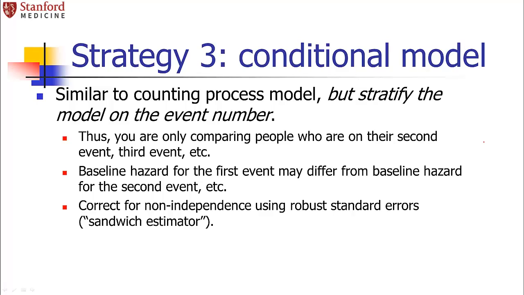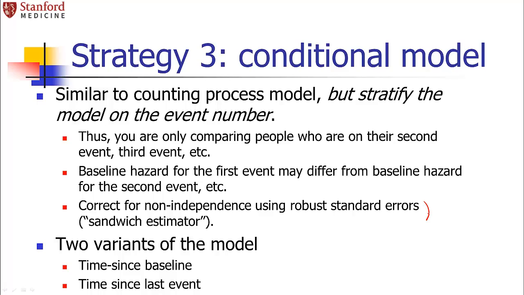That's easy to do in the Cox regression model because we can do that stratification that I talked about last week. We can stratify on which event number you're on. And again, since we're having multiple people recur in the data set here, we have correlations. We're going to correct for those correlations in our data using the robust standard errors again.